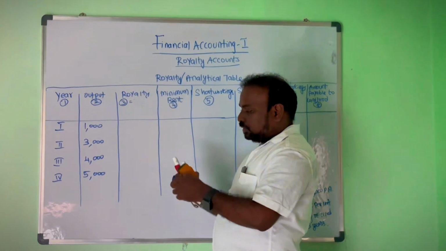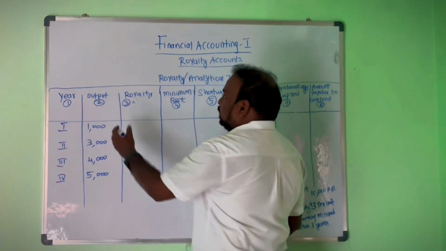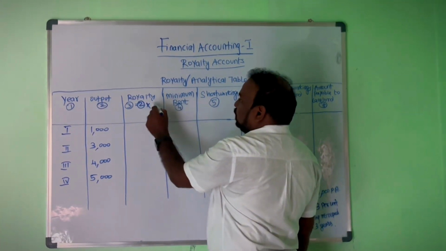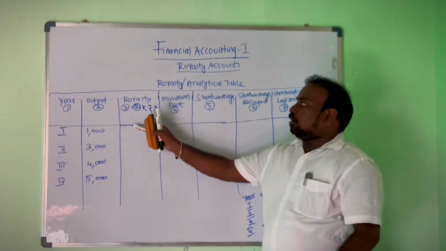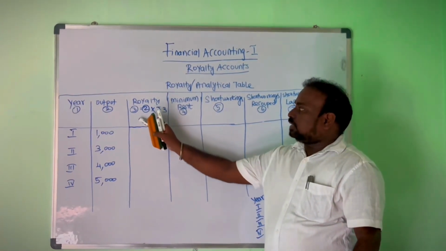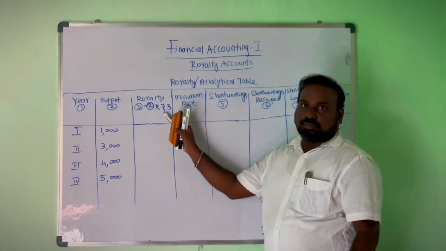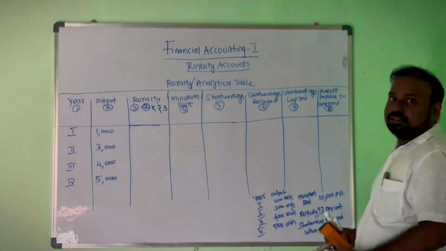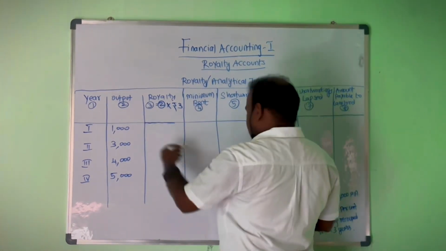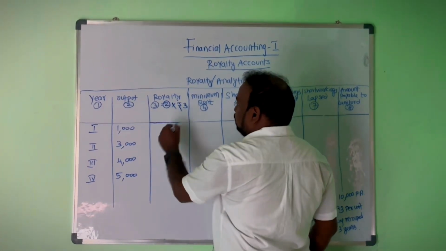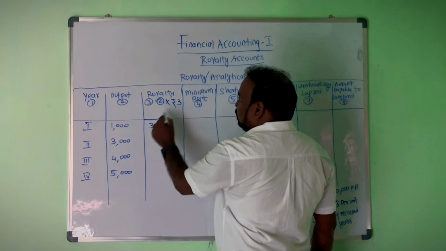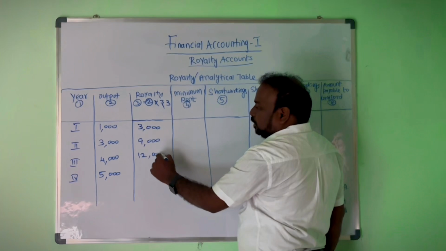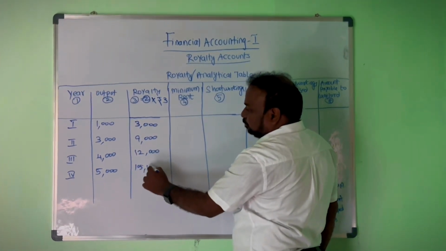So royalty equal to output multiplied with rate per unit. Output is given in column number 2, multiplied by rate per unit, rupees 3. So column number 3 is royalty. So royalty equal to 1000 units into 3 becomes 3000, 3000 into 3 is 9000, 4000 into 3 is 12,000, 5000 into 3 is 15,000.